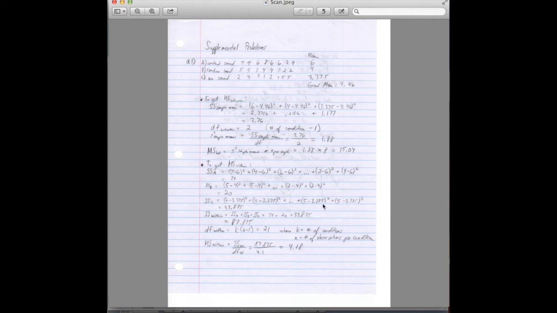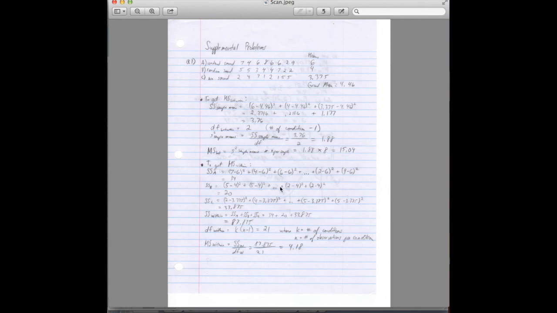And then to get the mean square between term, you take the S squared of the sample means times n per sample. So in this case, it was 8. 1, 2, 3, 4, 5, 6, 7, 8. So 1.88 times 8 gives you 15.04 as your mean square between term.